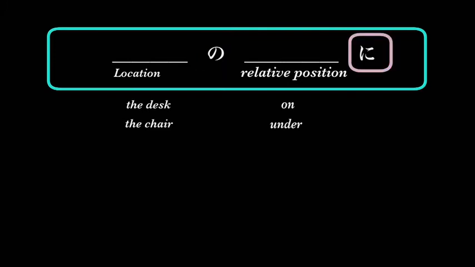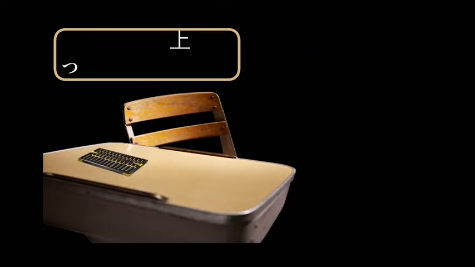For example, in our first picture here, we have an abacus on the desk. The desk is the location. In Japanese, we say tsukue, tsukue. So we need to say no because it's of the desk we're talking about. Tsukue no. Ue is the Japanese word for on or above. Tsukue no ue ni, on the desk.